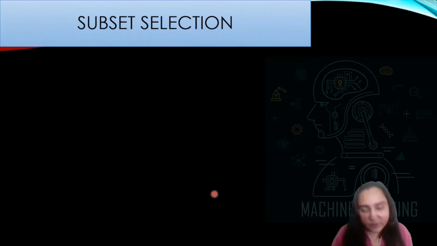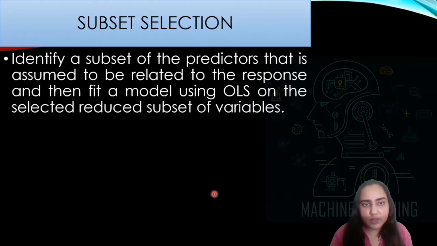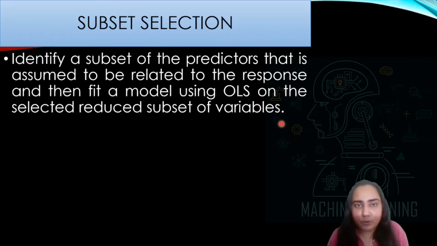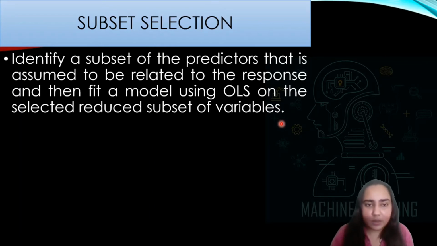The next method we have is subset selection. The subset selection method is used once again to improve the accuracy. And what do you do there? You identify a subset of the predictors that is assumed to be related to the response, and then fit a model using OLS on the selected reduced subset of variables. So in subset selection, we are using a completely different approach than in the shrinkage approach.